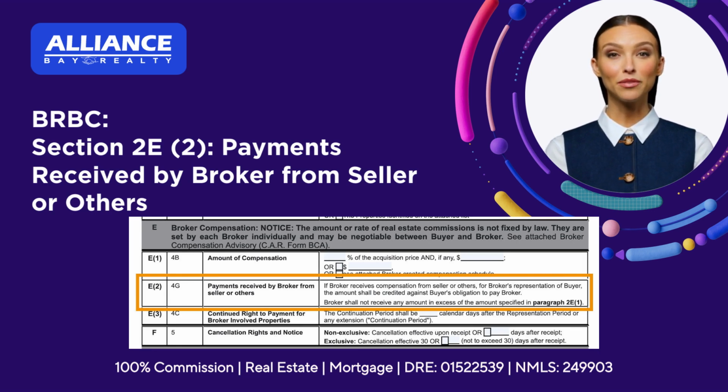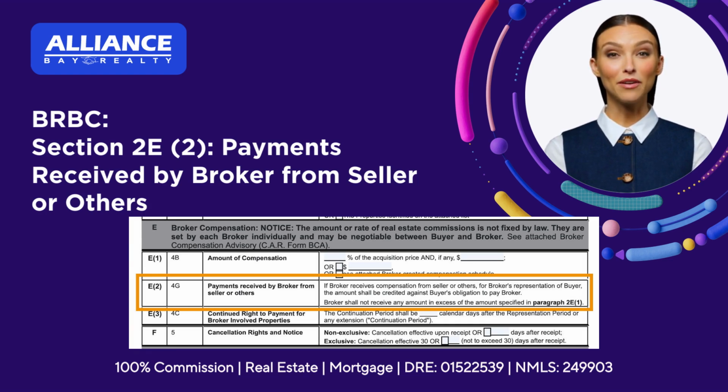1. If the broker receives compensation from a seller or another party for representing the buyer, that amount is credited toward what the buyer agreed to pay in Section 2E1. Example, if Section E1 says the broker is entitled to $15,000 and the listing firm pays your brokerage $10,000 through the MLS, the buyer's remaining obligation would typically be $5,000, subject to the exact contract language and any legal advice.